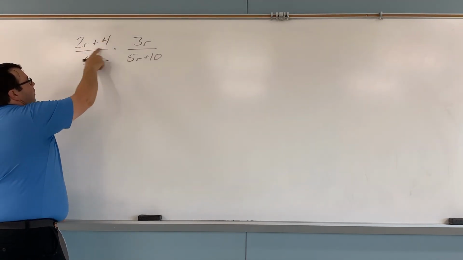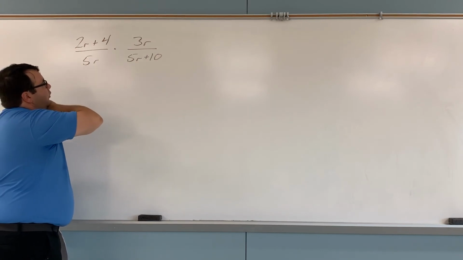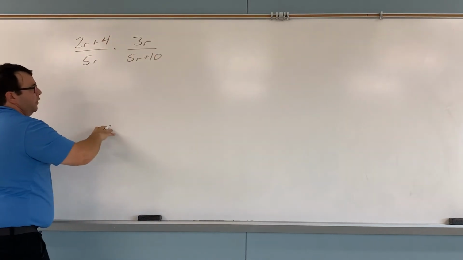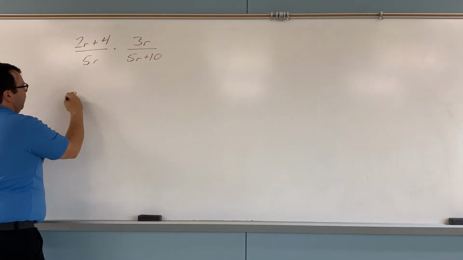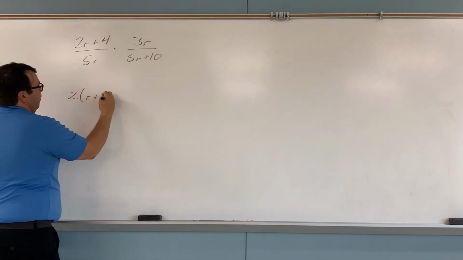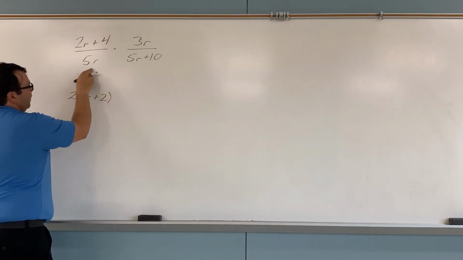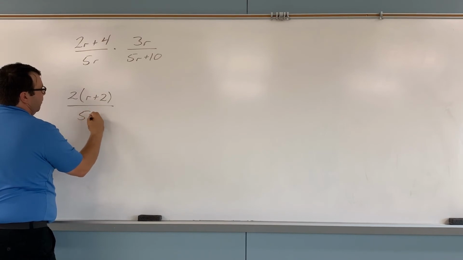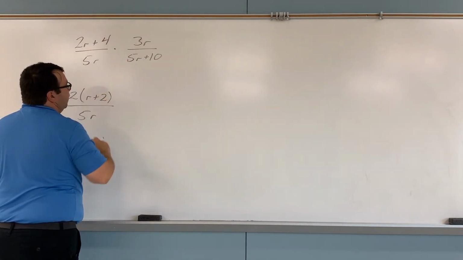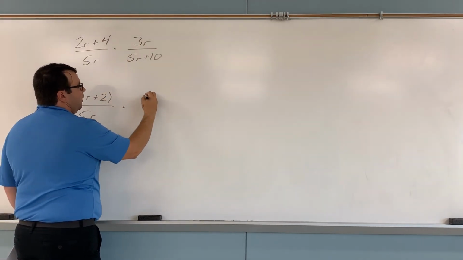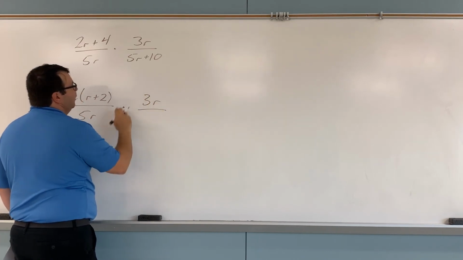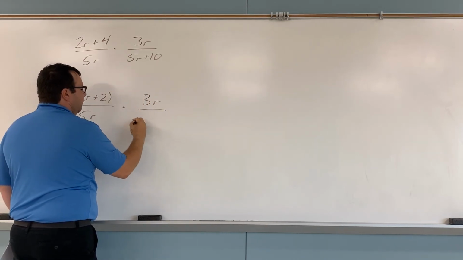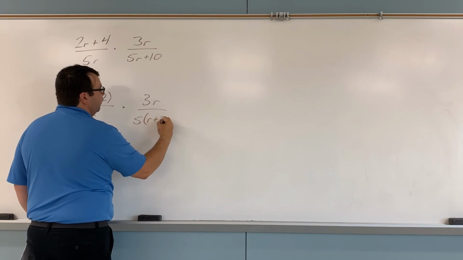Yes, here I have a GCF of 2. I'm going to work vertically so we can see it. So here I have a GCF of 2. So I have 2 times r plus 2. Nothing that can happen here, so I got 5r. Over here, I have still my multiplication, 3r over, I can pull out a 5 here, so that's 5 times r plus 2.